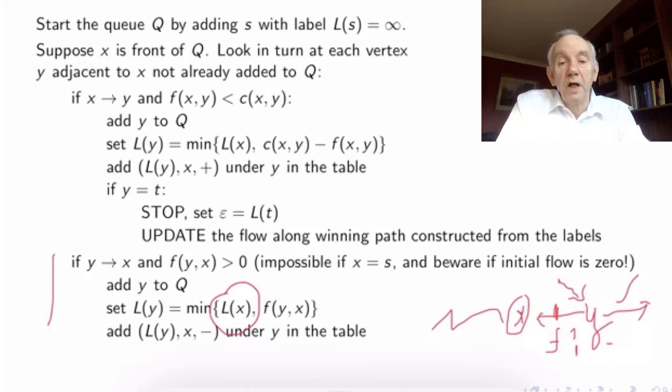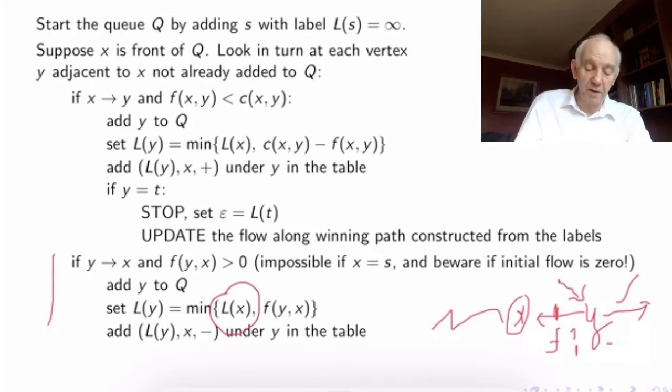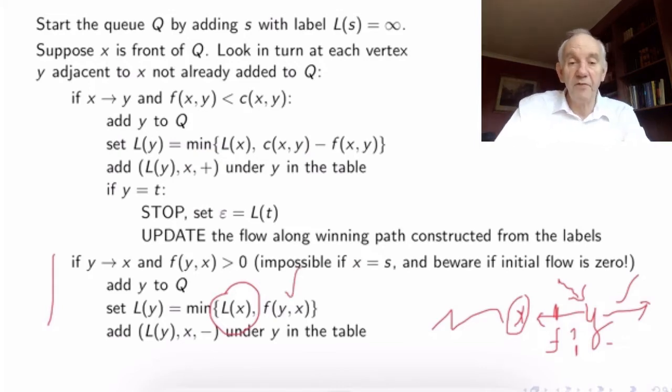Okay, so that's the idea, and we therefore label, in this case we add, if there's non-zero flow here, if that number is non-zero, then we label Y with the minimum of these two numbers. And we proceed as before. The only difference is we're now putting a minus sign underneath Y in the table.